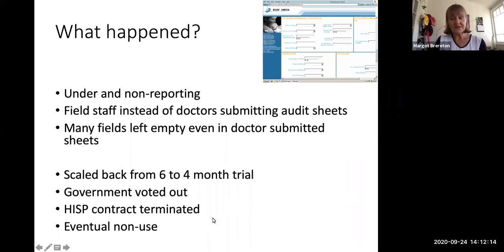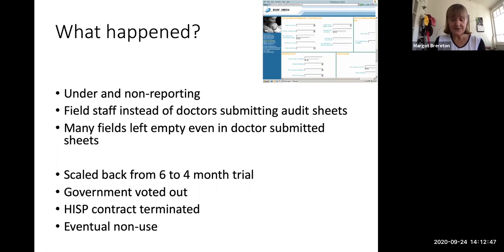And what happened? Well, there was massive under and non-reporting in this system. The field staff, instead of the doctors, submitted audit sheets, and many fields were left empty, even when the doctors submitted. It was scaled back from a 6-month to a 4-month trial. In the meantime, the government was voted out. The contract was terminated with the IT provider, and it completely fell into non-use.